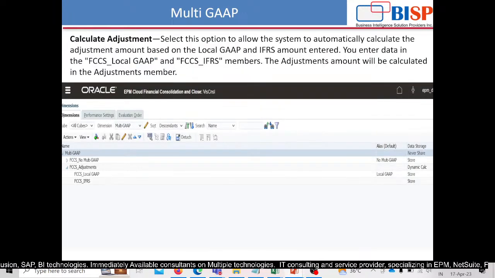Now the second option is calculated Multi-GAAP, where the system calculates it. So here in the hierarchy, FCCS_Adjustment becomes the parent member and local GAAP and IFRS become the children members. And the data is entered in the local GAAP and IFRS members. The adjustment amount is calculated in the adjustment member.